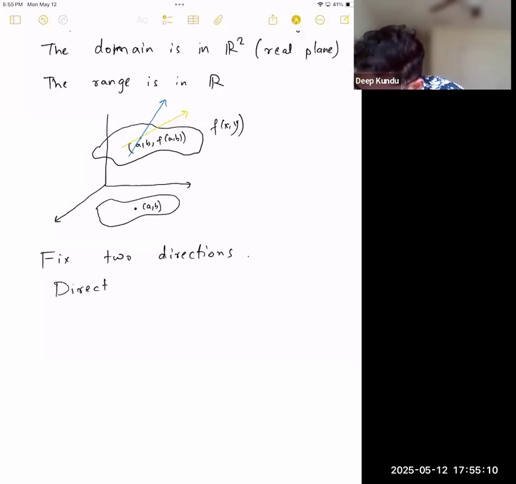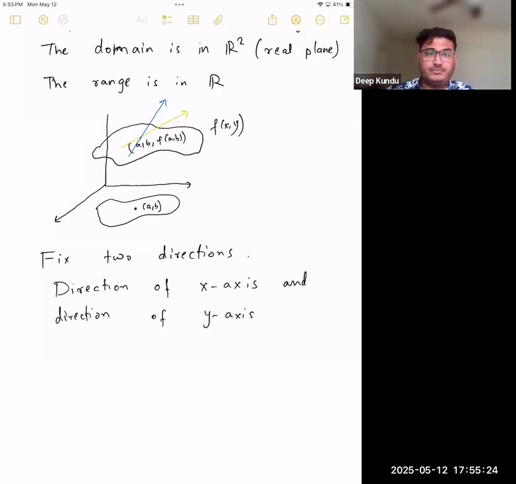So we will fix two directions: the direction of the x-axis and the direction of the y-axis. All right, let's see how the derivatives are defined with respect to x and y. And then we will talk about the geometrical interpretation of these partial derivatives.